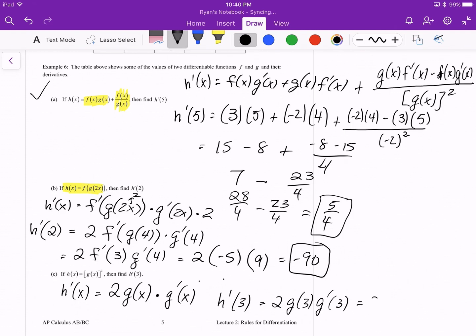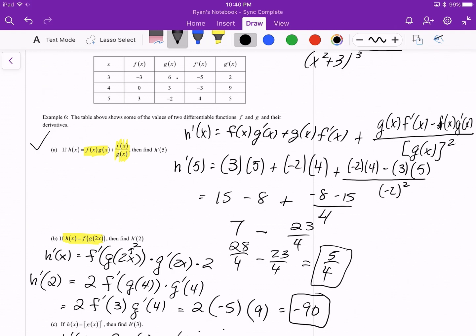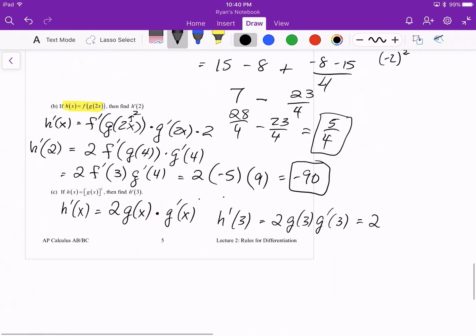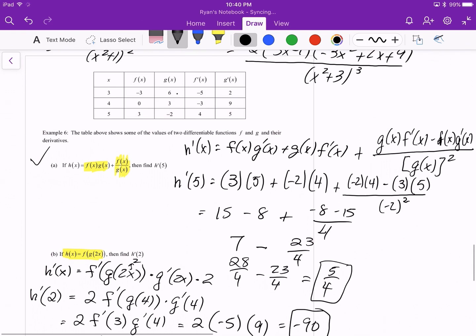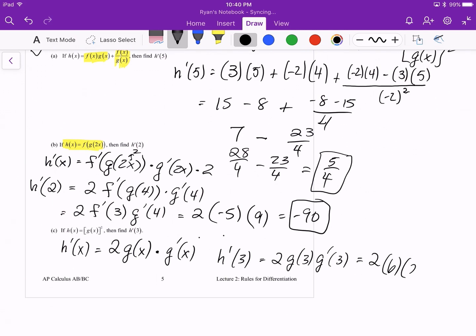And if I go back up to the table, g of 3 and g prime of 3 are what I need. So g of 3 is 6, and g prime of 3 is 2. And so 2 times 6, and I already forgot what it was, so I have to go back. Sorry about that, it is 2. And so 2 times 6 times 2 is 24.